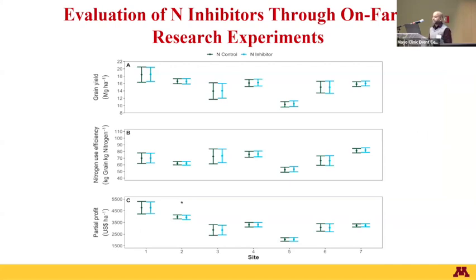In order to further investigate the effectiveness of nitrogen nitrification inhibitors, multiple on-farm trials were conducted in southeastern Nebraska on fine textured soil. So here's data presented from 7 on-farm trial sites. The sites are on the x-axis, whereas the grain yield, nitrogen use efficiency, and partial profit are represented on the y-axis. And across these 7 site years, we found that there was no significant effect of nitrification inhibitors on grain yield or nitrogen use efficiency. However, nitrogen inhibitors did have a lower partial profit at one of the 7 sites.